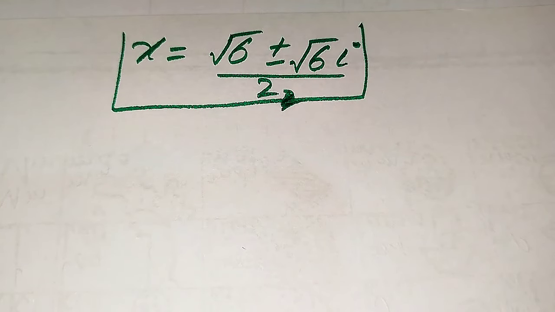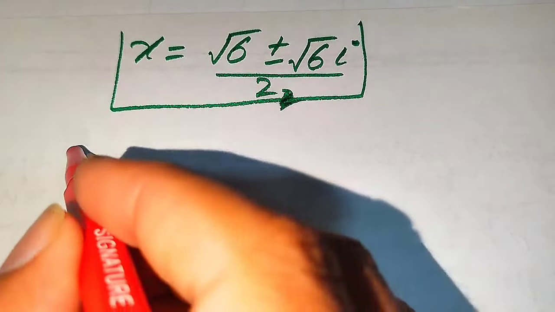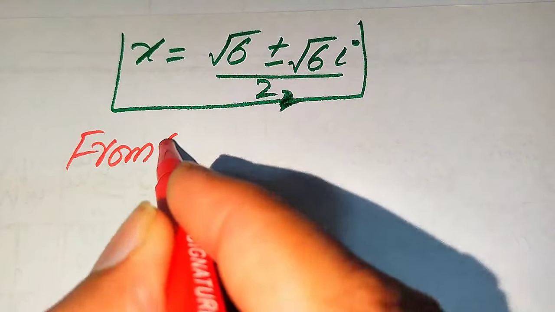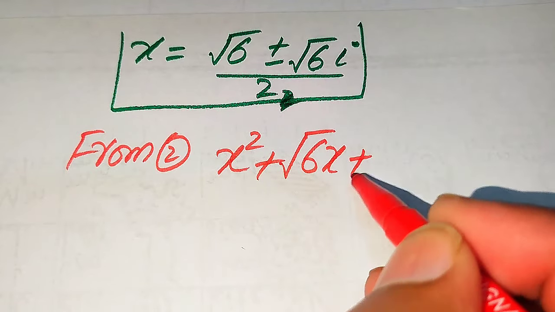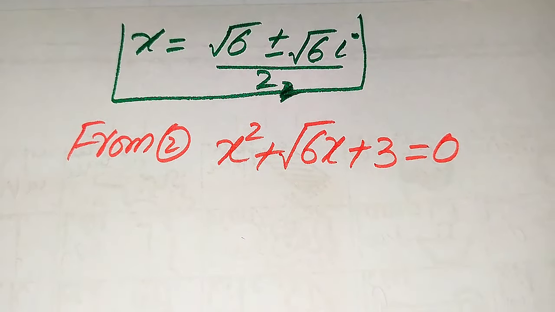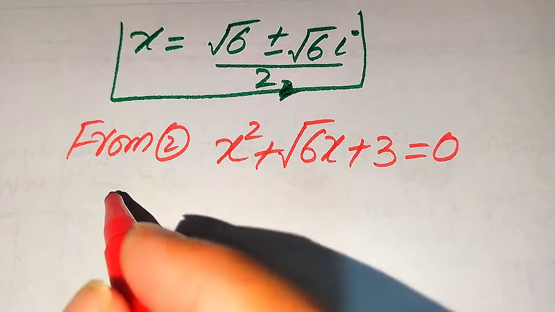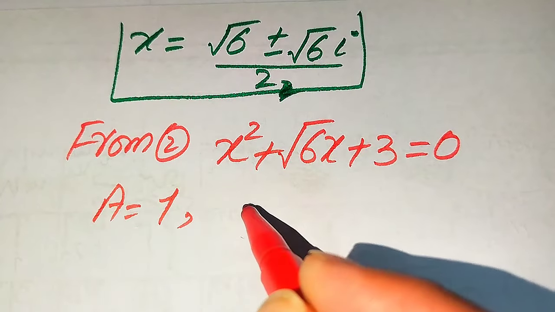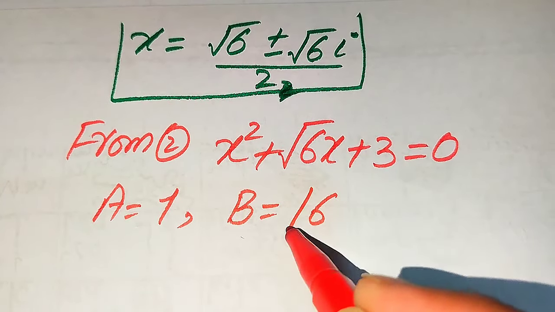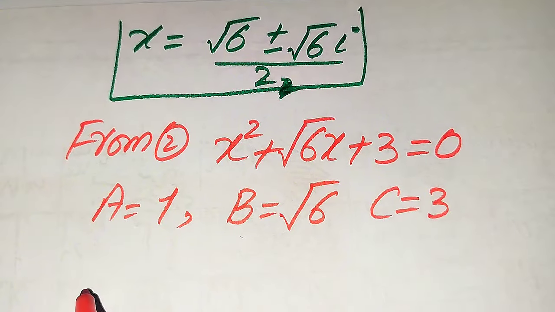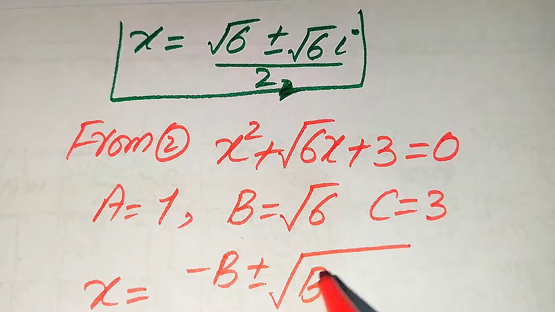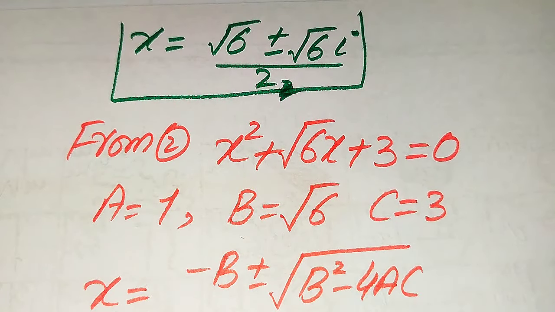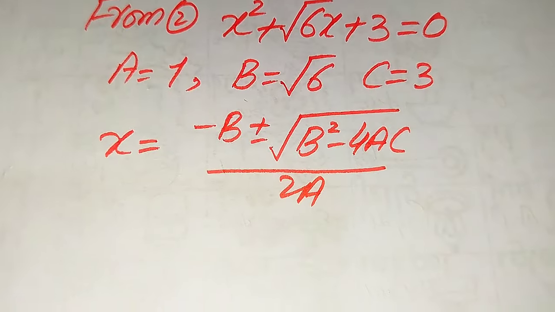Now we solve our second equation. Okay, so here we copy down equation number 2, which becomes x square plus square root of 6 times x plus 3 is equal to 0. So this is the second equation, and here we again apply the quadratic formula. So we write the coefficients of this equation, and we have a is equal to 1, b is equal to square root of 6, and c is equal to 3, and we state the quadratic formula as minus b plus minus square root of b square minus 4 times ac divided by 2 times a.